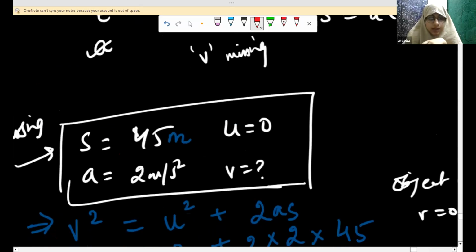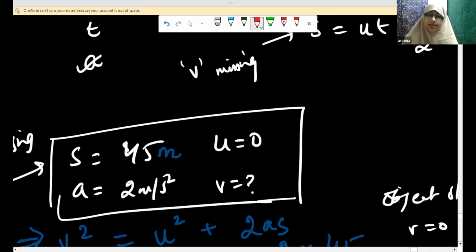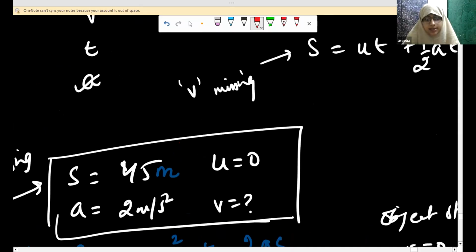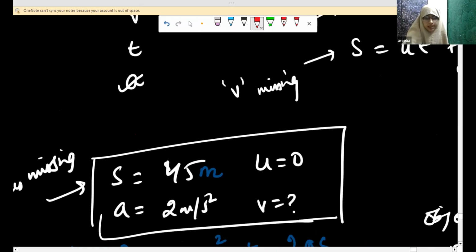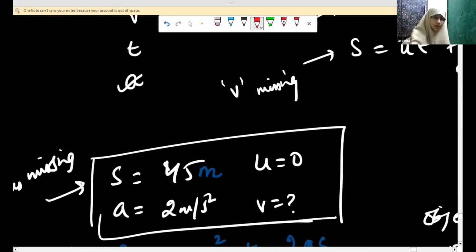Let us discuss the question. In this question, S is given to me as 45 meter, that is displacement is given to me, 45. U is 0, a is 2 meter per second square. Find v. Which equation of motion are we going to apply to this out of all the three? In this question, we have to find the final velocity. Which equation of motion should I apply?